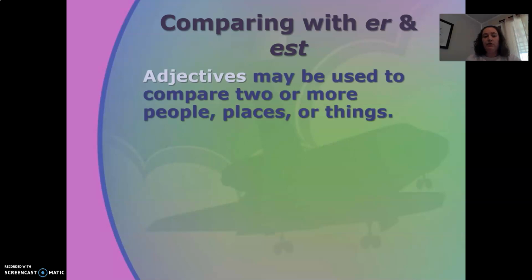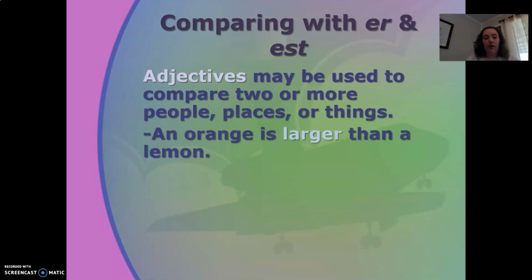Adjectives may be used to compare two or more people, places, or things, because obviously an adjective describes a noun. So an adjective that ends in ER or EST is still going to be describing a noun. Like this sentence, an orange is larger than a lemon. We're comparing the orange and the lemon, two things. So this would be an adjective.